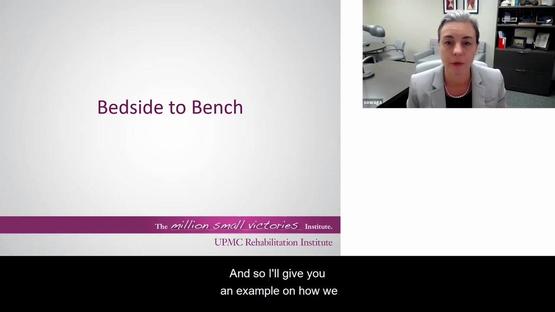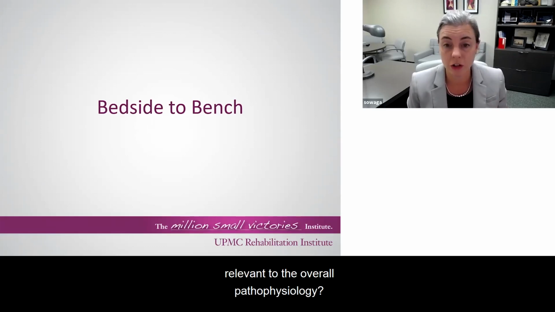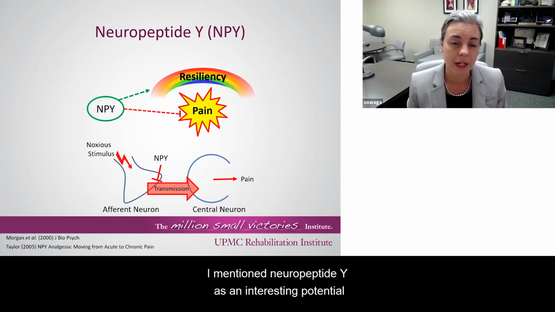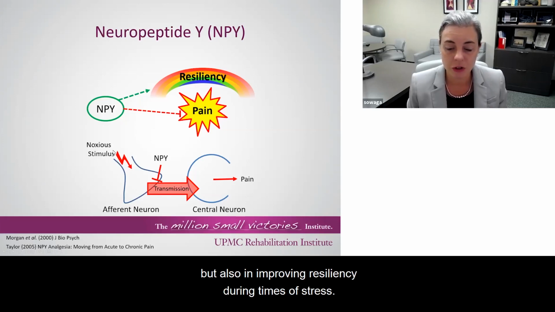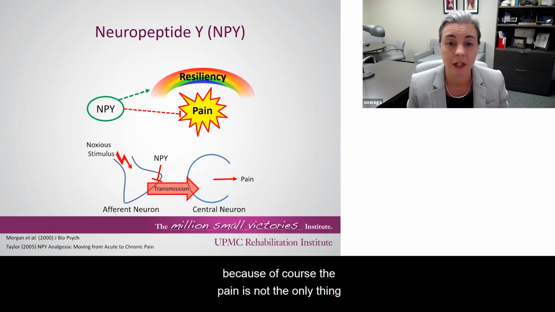And so I'll give you an example of how we have started to look at that, to understand: are these biomarkers that we're seeing signals for really relevant to the overall pathophysiology, and just as importantly, can they be used to guide future treatment? I mentioned neuropeptide Y as an interesting potential biomarker. This is a neuropeptide, a neurotransmitter peptide, that is involved both in blocking pain signals and also in improving resiliency during times of stress. This is really important for musculoskeletal conditions because, of course, the pain is not the only thing we need to treat.